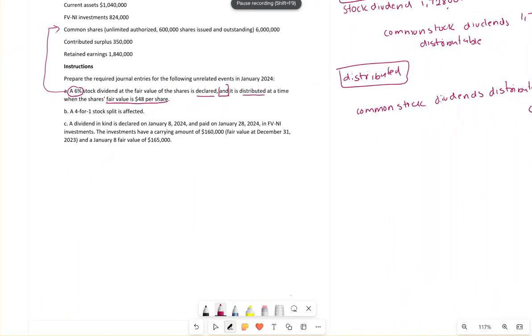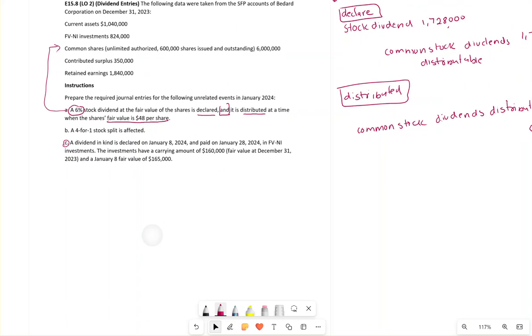Going further, now this is called dividend in kind. Dividend in kind is when, instead of cash, instead of stocks, we give them a property. We could give them a building, any type of building, land, or a fair value investment. So in this case, we have a fair value investment. The company decided to declare a dividend in kind, and let's see what the question is asking. So we have 824,000 in my fair value. So we're not distributing everything, but only part of the investment.